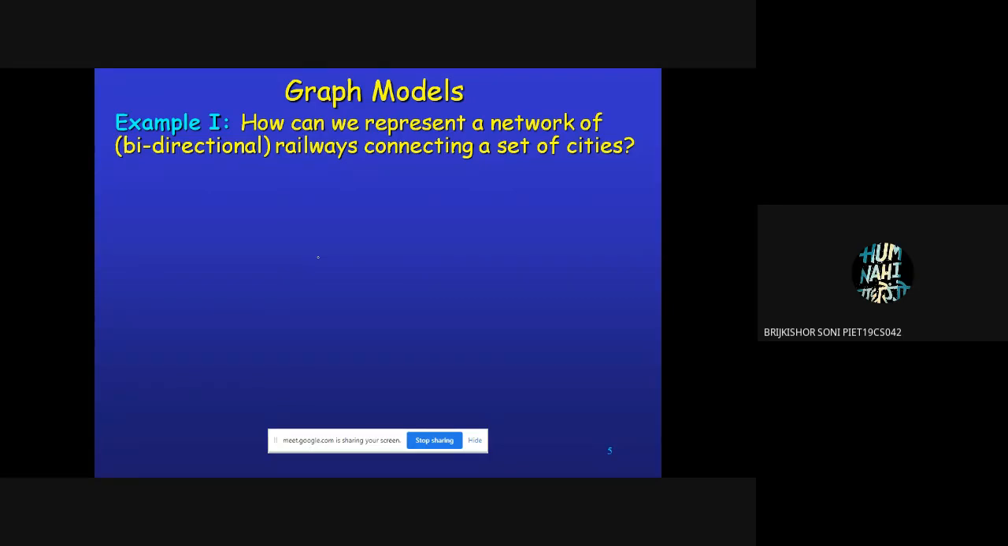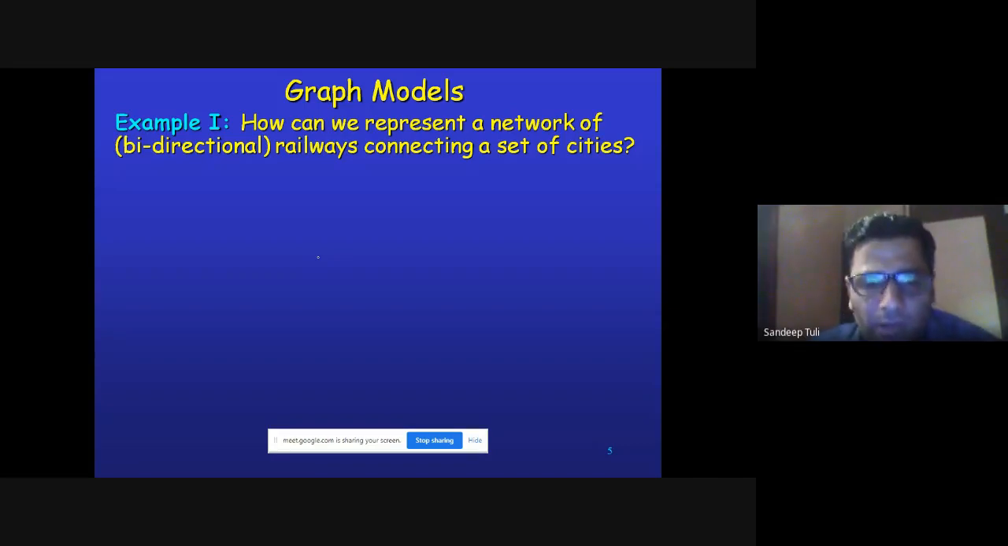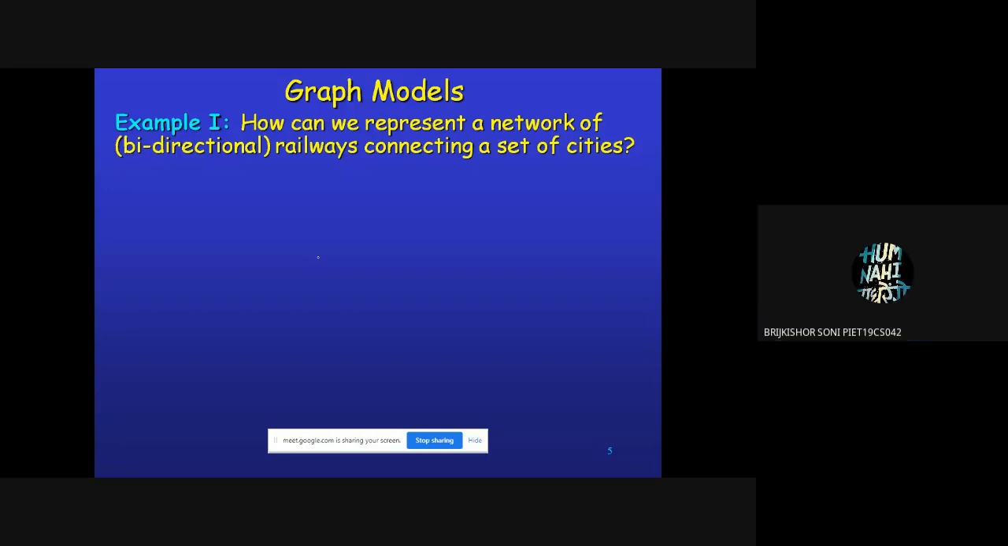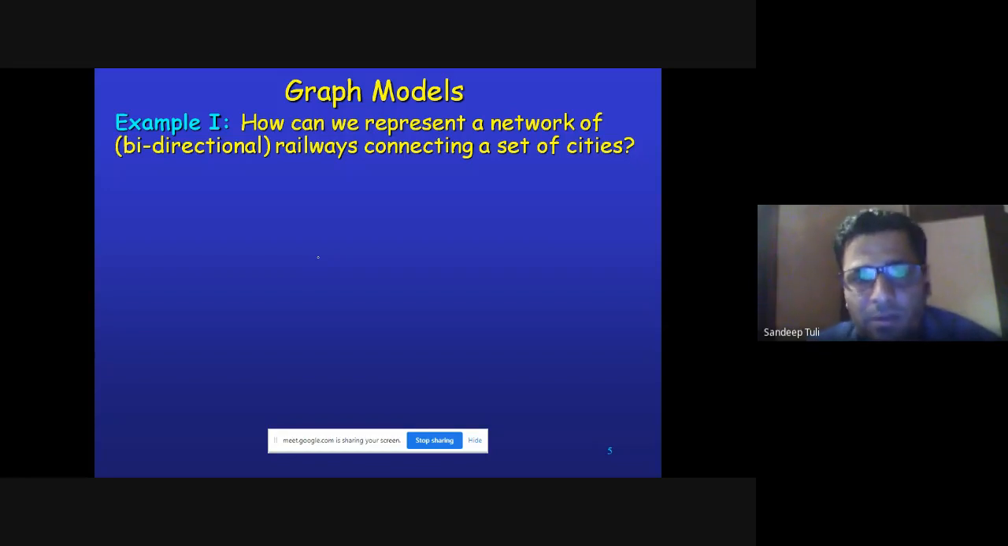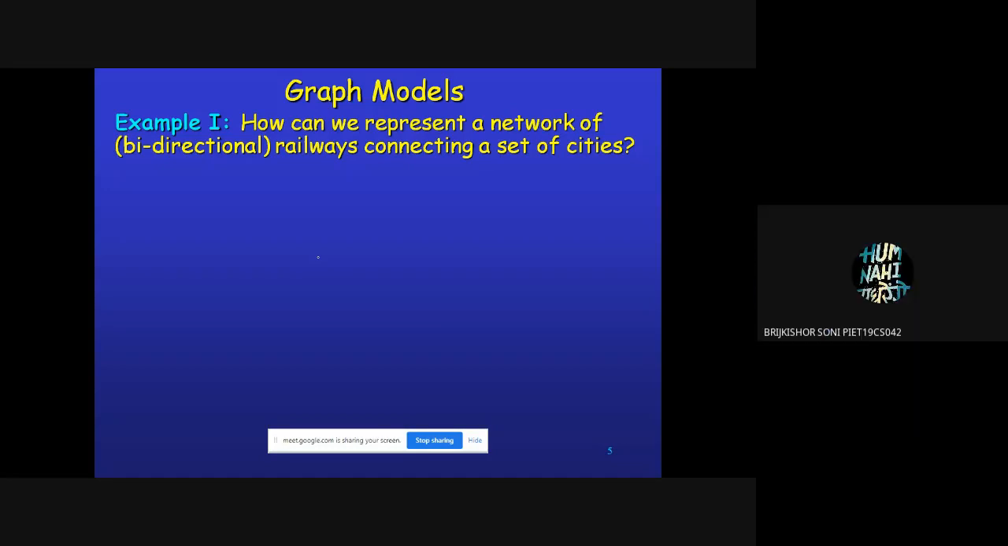For example, I am not talking about the train, I am talking about the track. No, sir, we are using a single way. How can we represent a network of railways connecting cities with a directed or undirected graph? Directed graph.